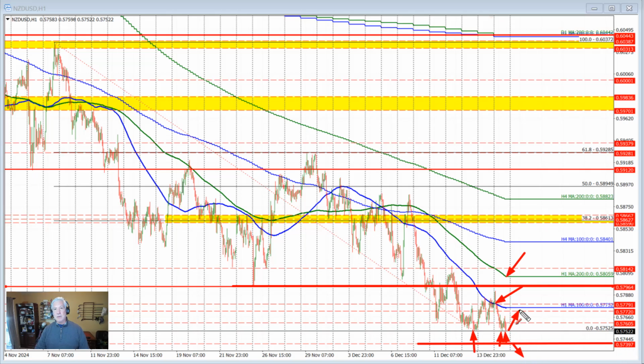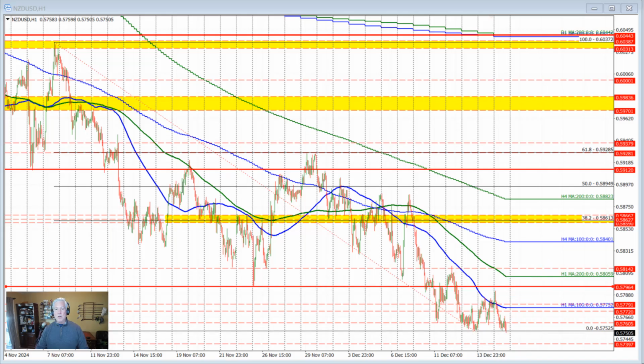Conversely, if we do bounce back higher, we need to get and stay above the 100-hour moving average, the blue line in this chart. If we're able to do that, then we'll start to look toward the 158 level, 157.96, followed by the 200-hour moving average at 0.58059 level. If we get above those levels, then the sellers are going to have some pause for cause. The buyers are going to have some confidence that the price can go higher and we could see a rotation and more upside probing for the New Zealand versus US dollar.